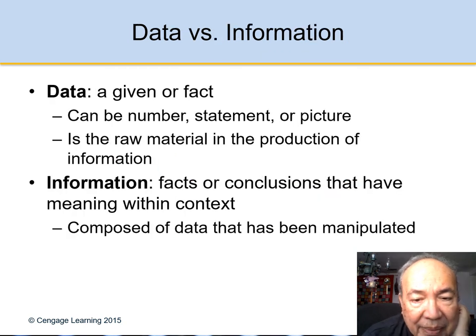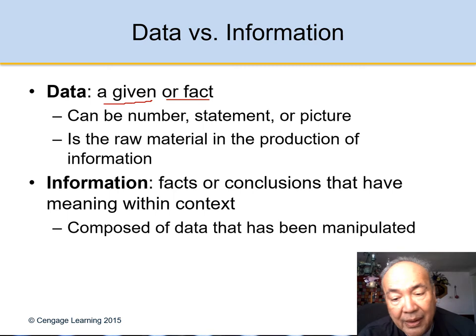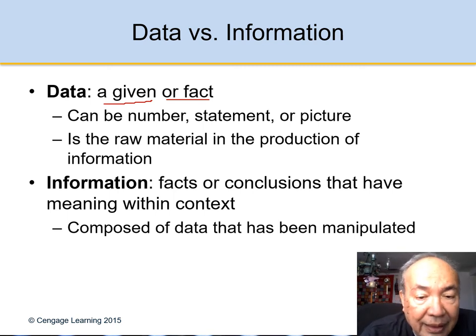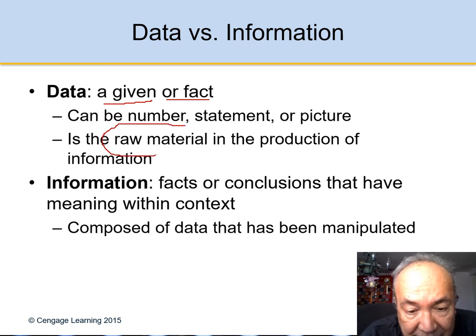Now, data versus information. Let's look at this one by one. Data is given or a fact. It can also be an opinion. It can also be your opinion. It can be a number, a statement, or a picture. These are, like I said, the raw materials in the production of information.